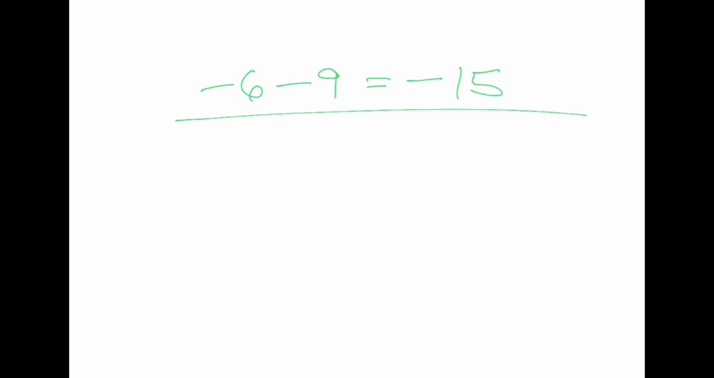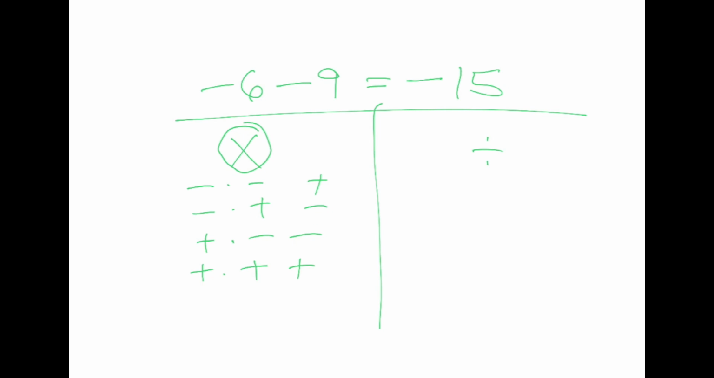Let's look at two different things about integers: multiplication and division. Remember the rules that I mentioned earlier. A negative times a negative is a positive. A negative times a positive is a negative. A positive times a negative is a negative. And a positive times a positive is a positive. So the rules that I've given you for multiplication will also work for division.